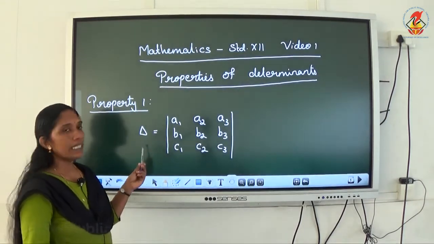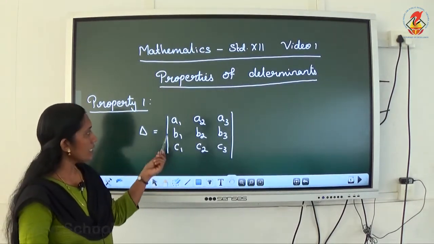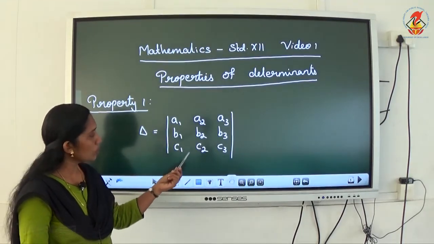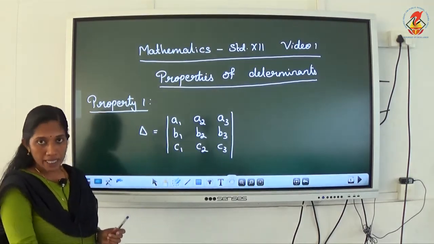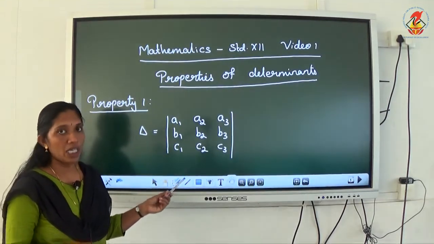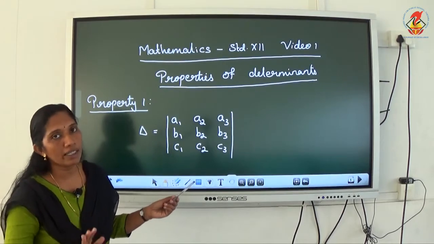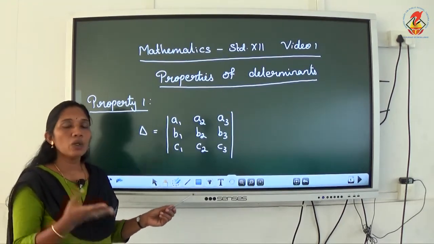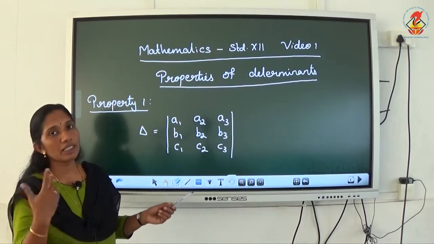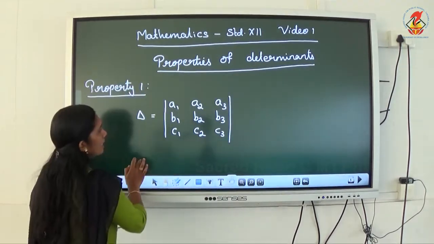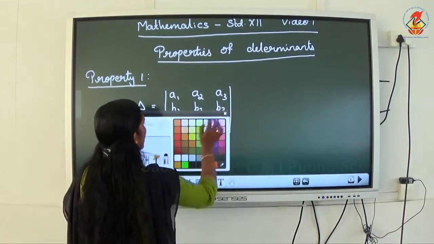That means let delta be equal to the determinant with rows a1, a2, a3; b1, b2, b3; and c1, c2, c3. The property says that the value of the determinant remains unchanged if its rows and columns are interchanged. That is the transpose, like for a matrix, when rows and columns are interchanged we get the transpose of that matrix. So here delta is this determinant.